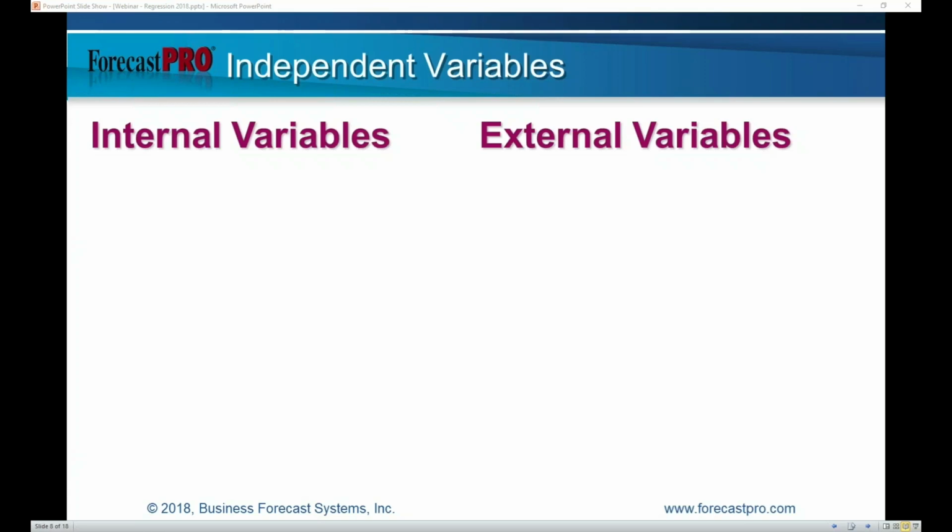Internal variables are kind of the easier ones because these are the ones that you can control, that you're planning for. So things like price, promotion, advertising, something like the number of sales reps that you have in a territory. Any of those things that you're doing to help your company drive sales are the types of internal variables that you might want to think about when you're collecting data.